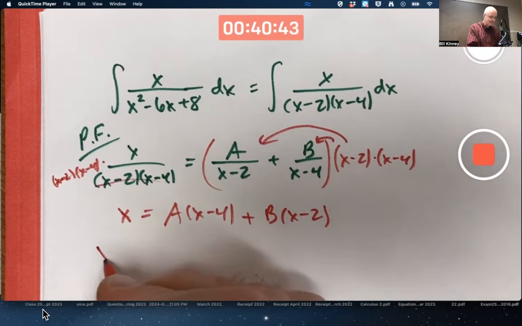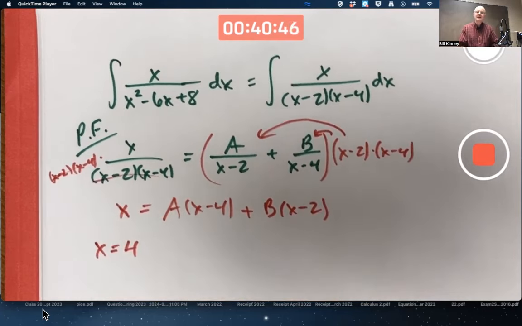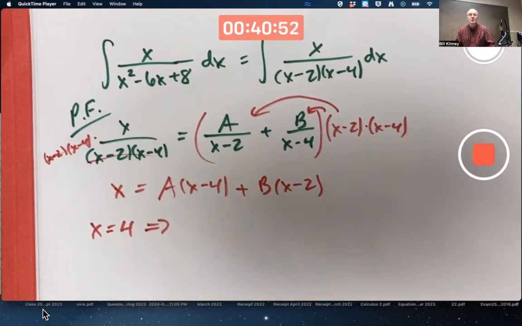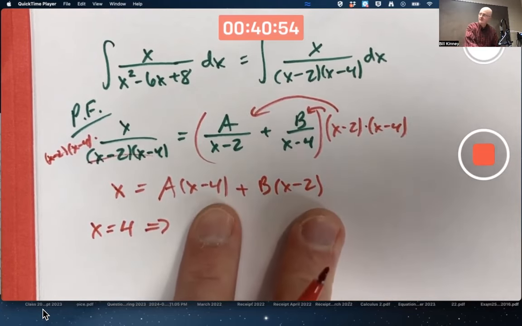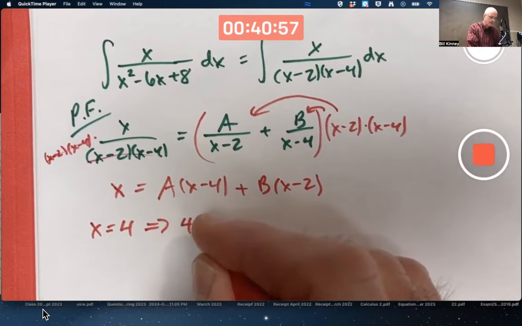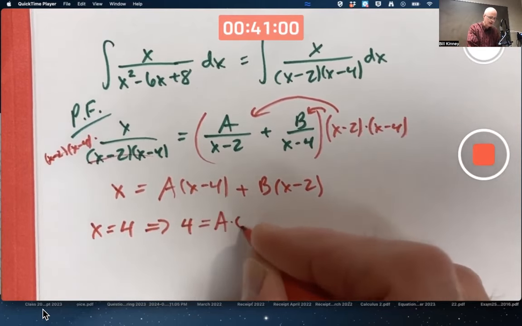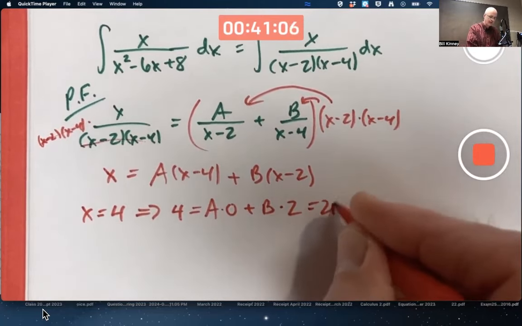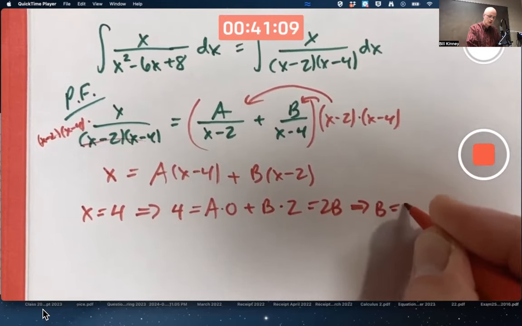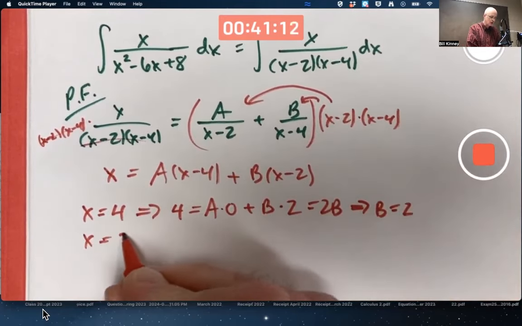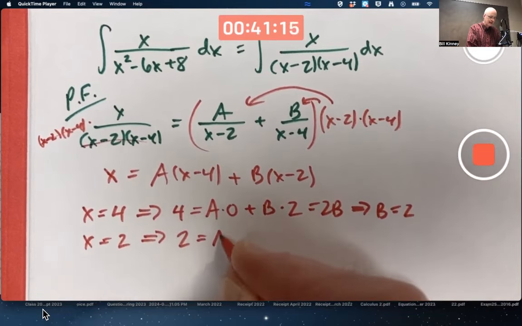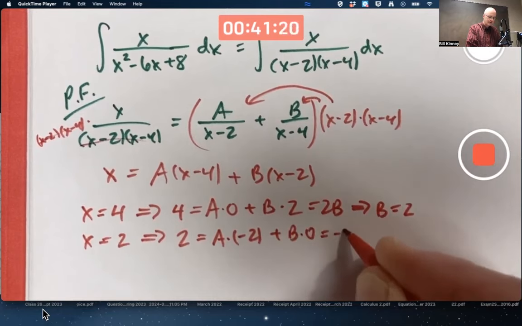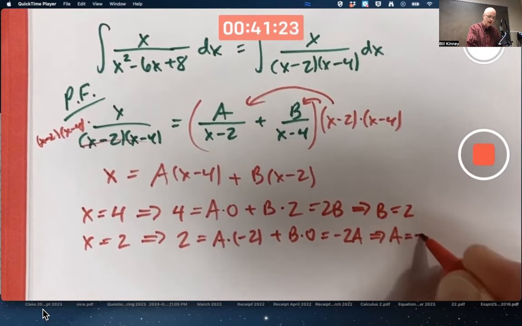So what we do instead in most circumstances is pick some values of x that make this equation easy to solve for a and b, like 4 and 2, because they make these terms 0. If I replace x with 4, I get 4 equals a times 0 plus b times 2, right? Which is 2b, and therefore b is 4 divided by 2, 2. If I replace x with 2, I get 2 equals a times 2 minus 4, which is negative 2, plus b times 0. Negative 2a, and therefore a is negative 1.